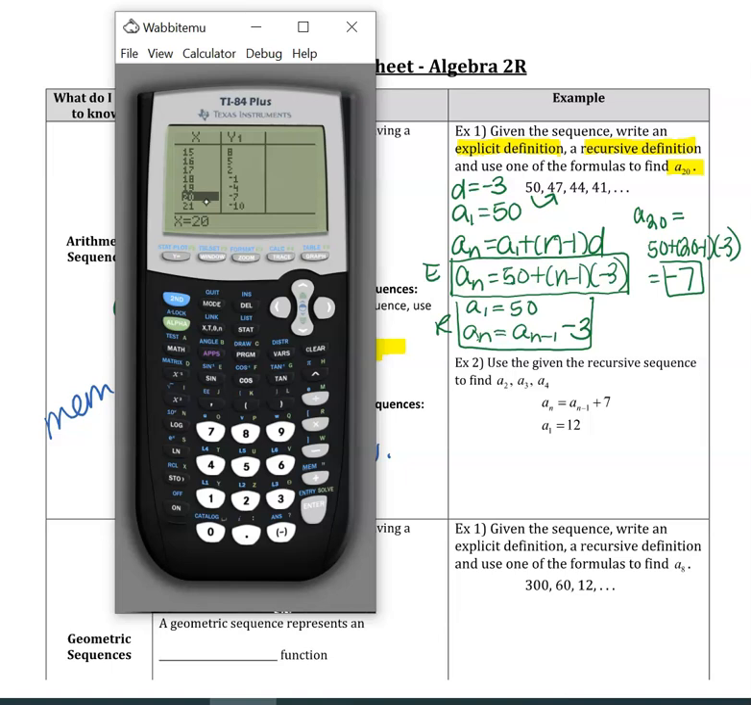Quick little calculator hack here, guys. Let's say you want to quickly make it back to 0 in your table. If you hit second window, which brings up table set, there's something called table start. If I put 0 there and then go back to my table, now I'm back at 0. So just a little FYI, a little calculator hack there.